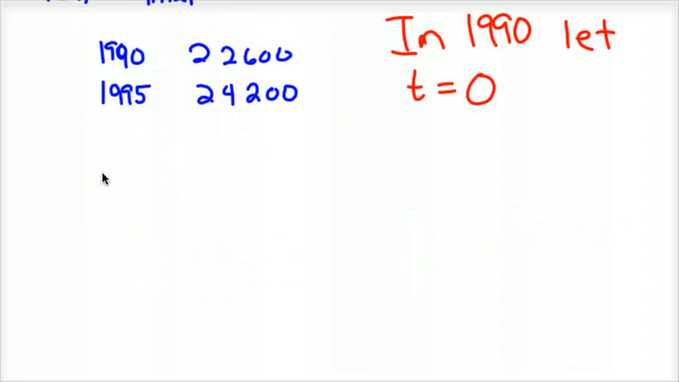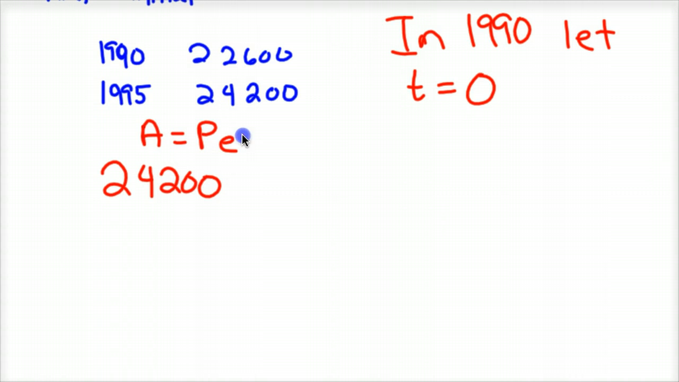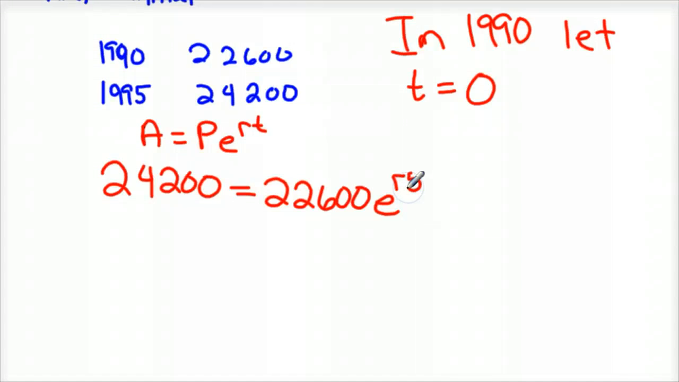So in 1995 we ended up with 24,200, and let me write the equation up here so you can follow along with what I'm doing. So that's our final amount. We began with 22,600 times e to the R. We don't know our rate, but we do know in 1995 that's 5 years after 1990. And so there's our equation in order to find our rate of growth. So we're going to go ahead and solve this for R.